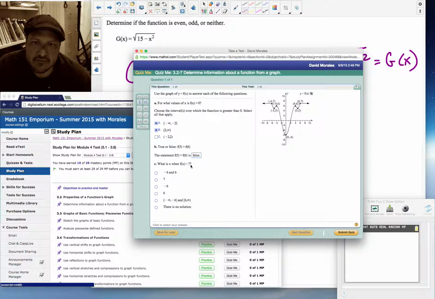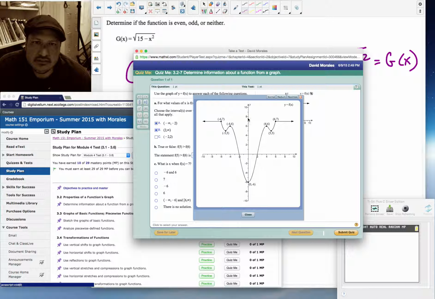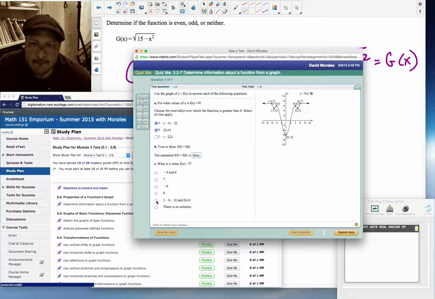What is x when f of x equals 7? So here we look at where y equals 7, which is right here. Well, x can be anything from negative infinity to 6, and then from 6 to infinity.